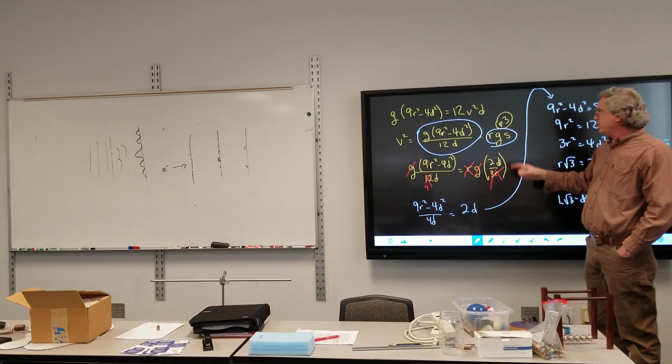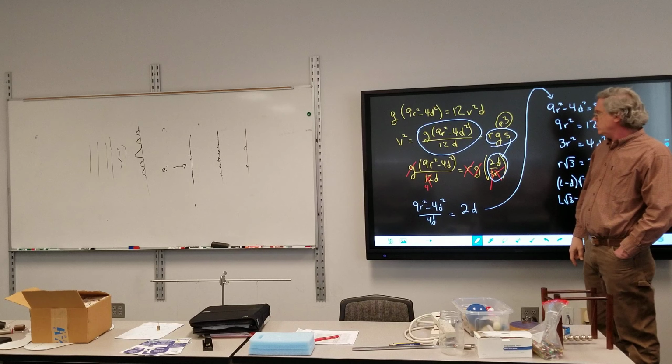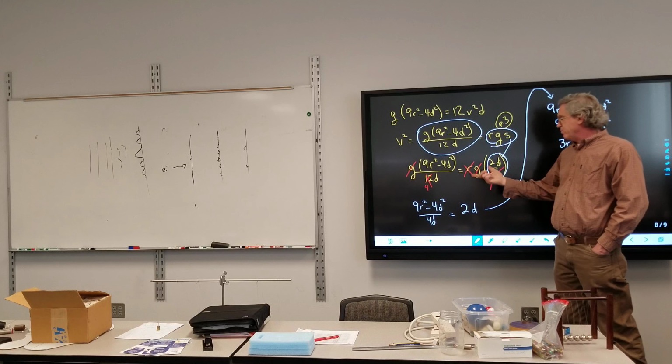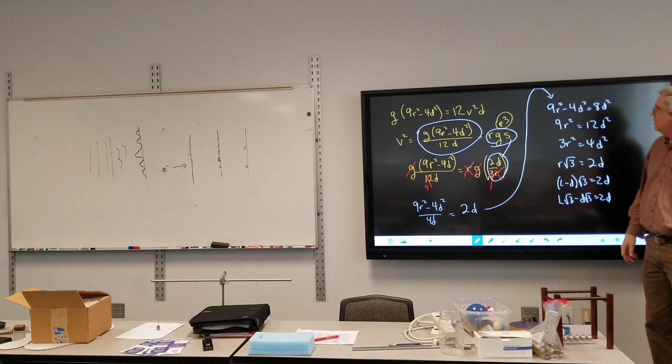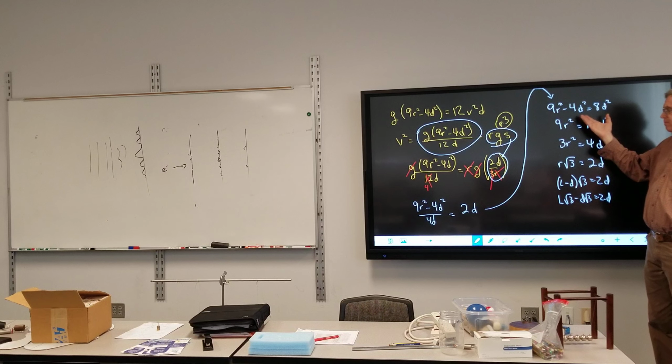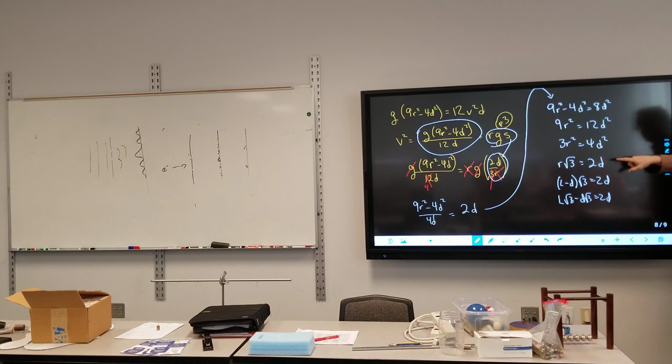Setting them equal to each other and plugging in the sine, which we just used, and getting rid of what we can, we come down to this. Multiplying both sides by 4d, we get this. And then simplifying, we eventually get to here. This seems like a very simple expression.